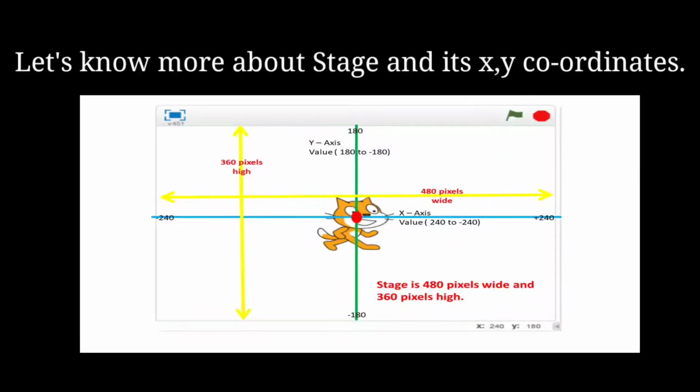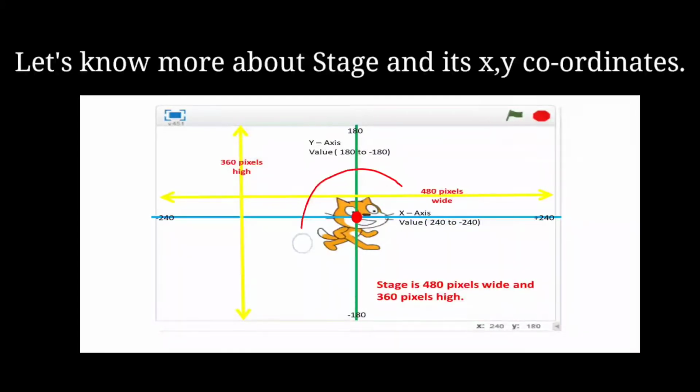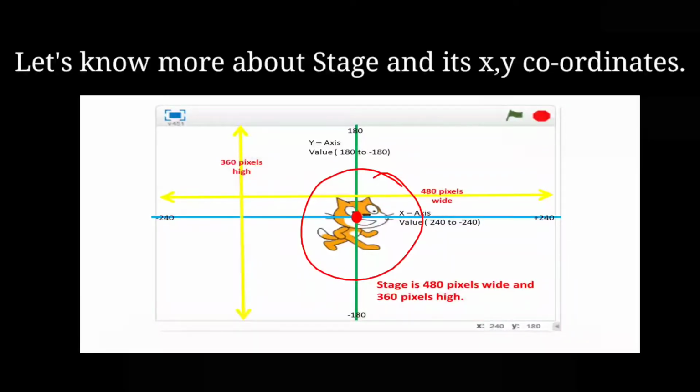First we will see what the stage is. On the stage, a sprite performs some action. The default sprite is this cat, and this cat is always at the origin. Origin means 0, 0, where x is equal to 0 and y is equal to 0.